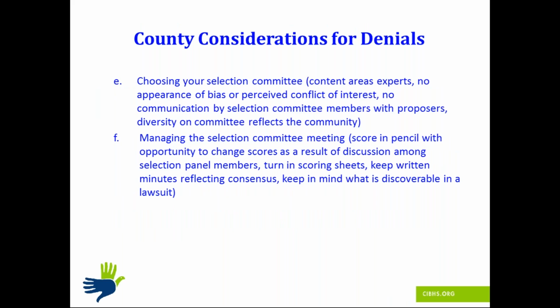Choosing your selection committee. Make sure you have good content area experts. People with no perceived appearance of bias or perceived conflict of interest, so that somebody's brother-in-law of a treatment provider is not on the committee. So no appearance of bias or perceived conflicts of interest, no communication by selection committee members with proposers. So you definitely do not want people that are going to be part of your selection committee to be talking with proposers at all about the solicitation, and be sure that there is diversity on the committee that reflects the community. I think those are all pretty standard kinds of things.